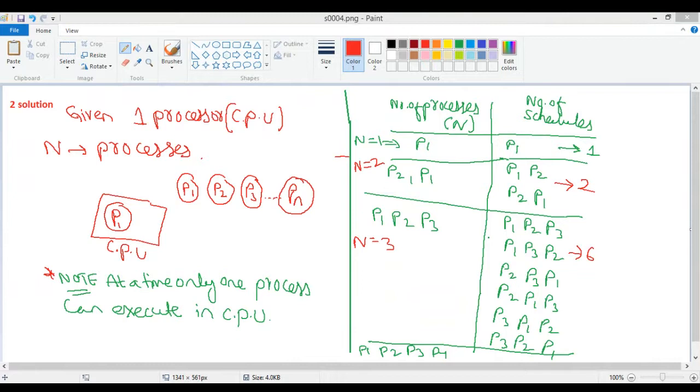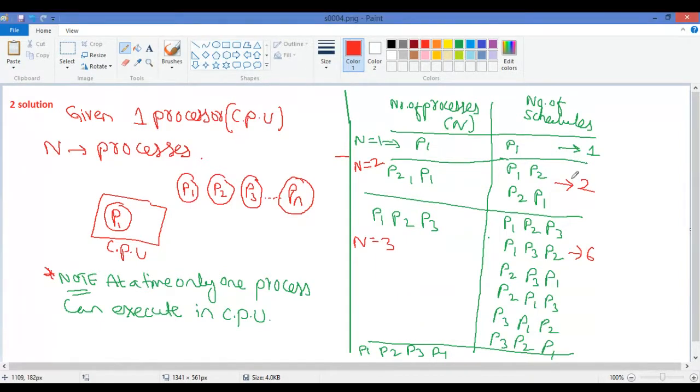So 2 power n is not correct. What about 2 power n minus 1? This is also not correct, because for n is equal to 2, 2 power n minus 1 gives 3, but you have only 2 schedules. That's a good try.